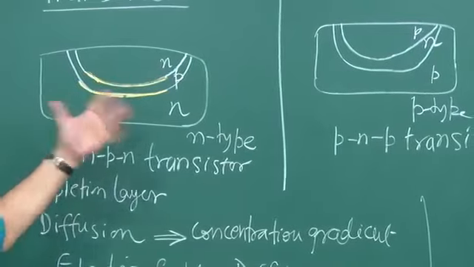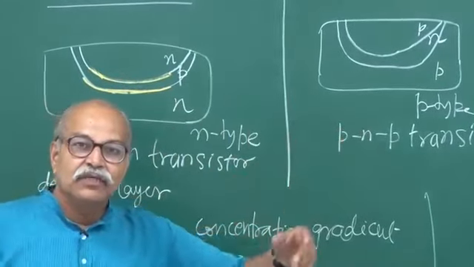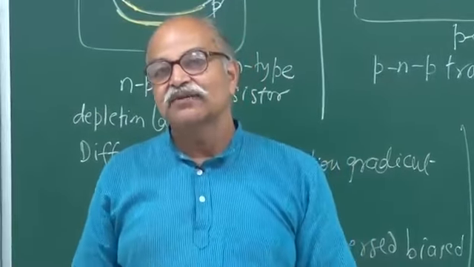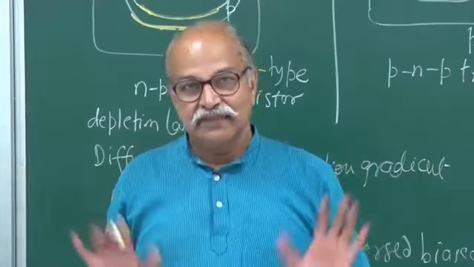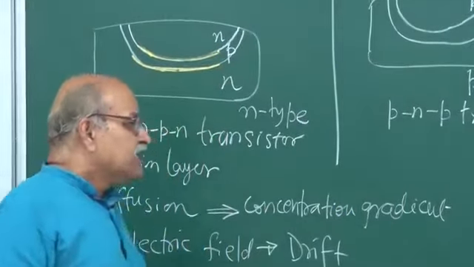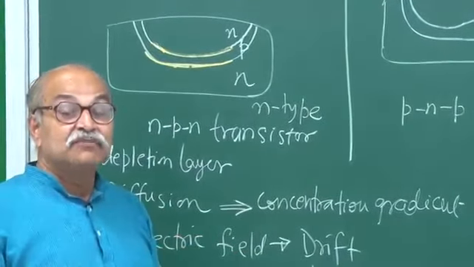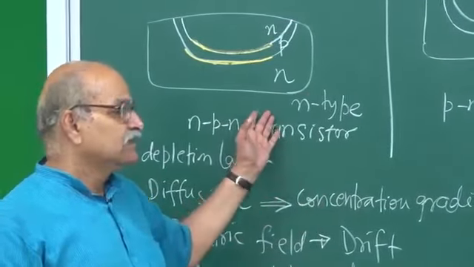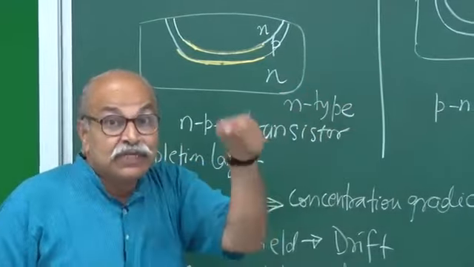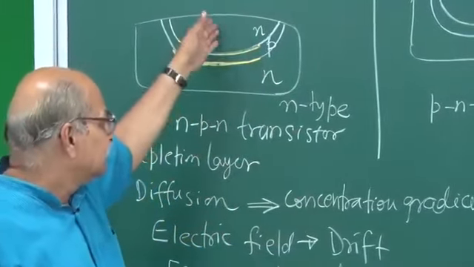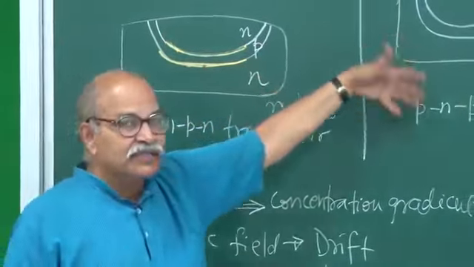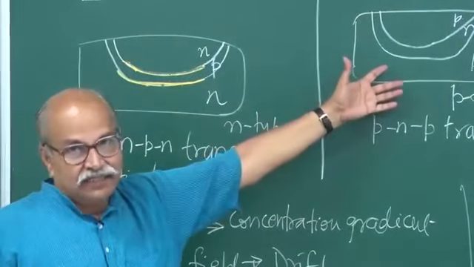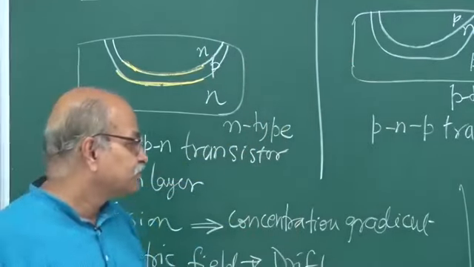The only difference between this and this is that all the directions of currents will be inverted, and all the polarities of the batteries that you connect will be inverted. Otherwise the remaining thing is almost the same. And if you talk in terms of majority carrier, minority carrier, the same sentences, the same language can be used for this and for this. But if you use electrons and holes, then of course the language will be different. What you call electron in this case you will be calling holes, and vice versa, and so on.